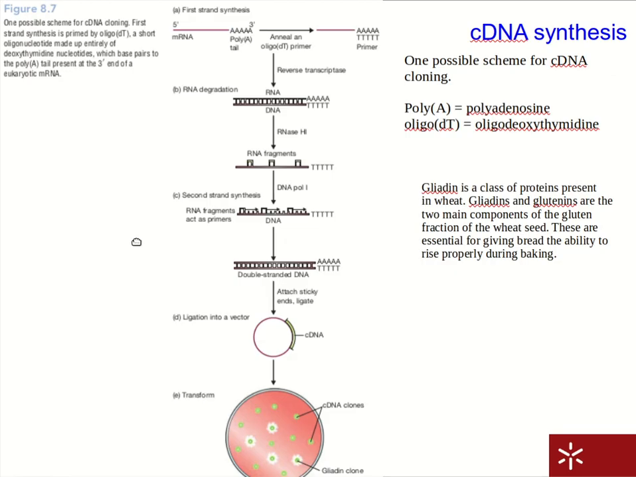cDNA synthesis from eukaryotic sources always starts with the synthesis of a first DNA strand, this one here, using reverse transcriptase and a poly-T primer. The poly-T primer will bind to the poly-A tail of eukaryotic mRNA, and this will provide a starting point for the reverse transcriptase.